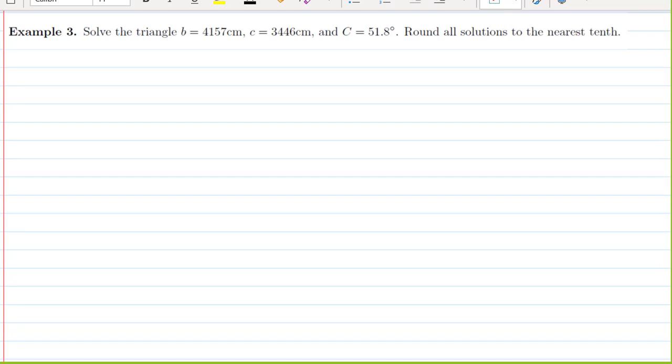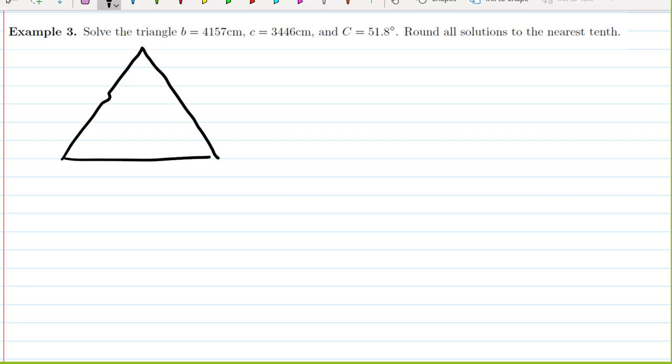So in example number 3, we're asked to do the same thing, which is we want to solve the triangle, and we have B equals 4,157 centimeters, C equals 3,446 centimeters, and angle C is equal to 51.8 degrees. And once again, we're asked to round all solutions to the nearest tenth. So let's draw a triangle just to help us get it labeled.